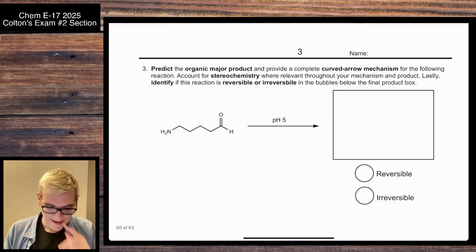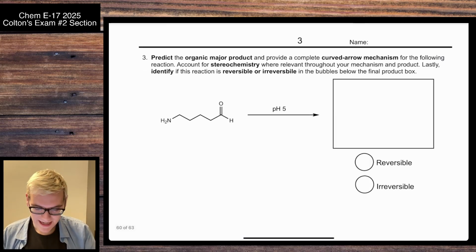Last question on the mini exam. Predict the organic major product and provide a complete curved arrow mechanism for the following reaction. Account for stereochemistry. Is it reversible or irreversible?